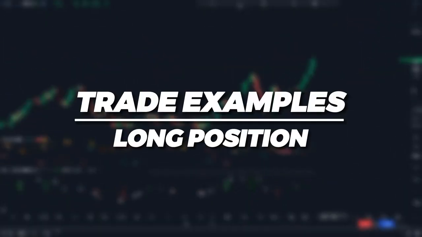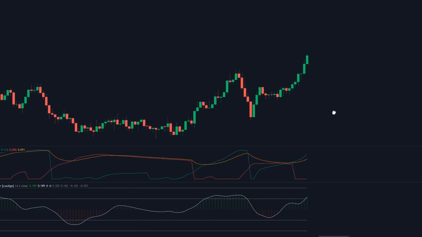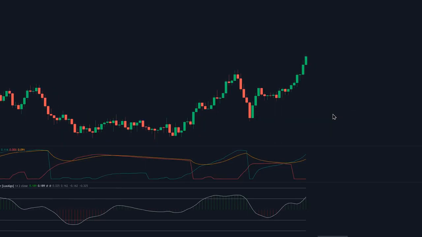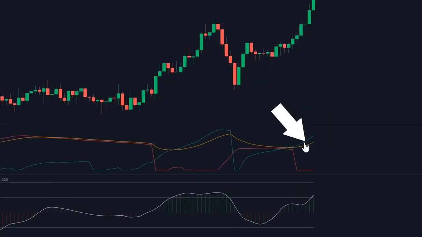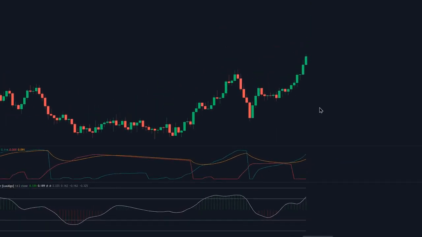To take a long trade with these two indicators that we have here, the first condition would be to ensure that the market has enough bullish momentum to push the price in the direction of our trade. For that, we're gonna use the Andean oscillator indicator. We need this green line to be above the yellow line as well as above the red line. This indicates the presence of enough bullish momentum in the market for us to take long positions.